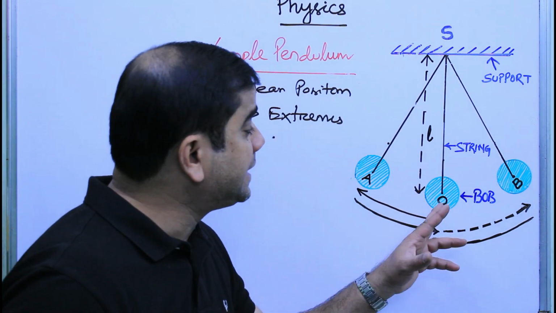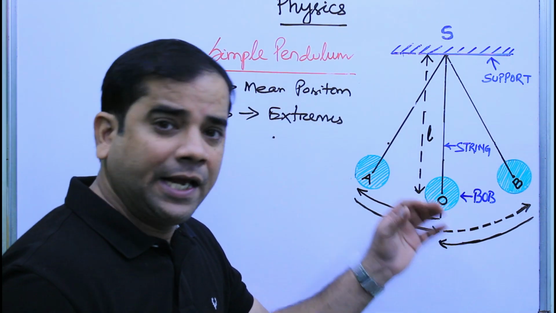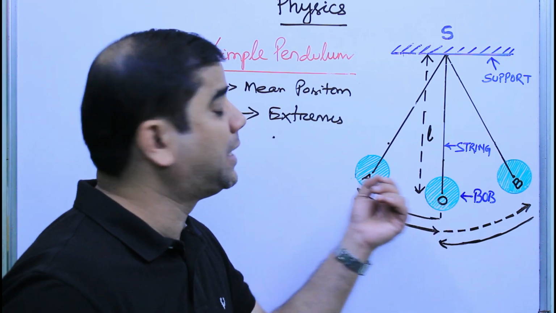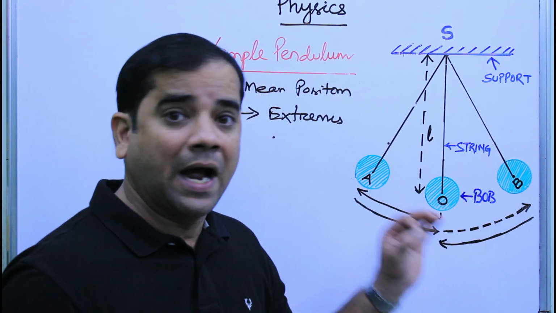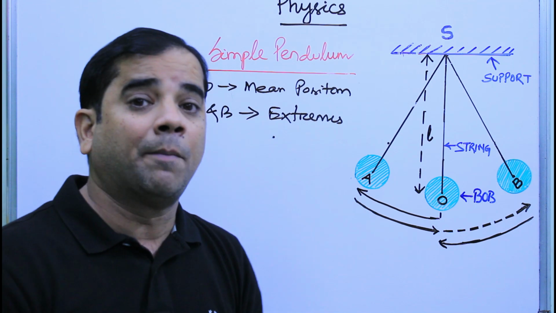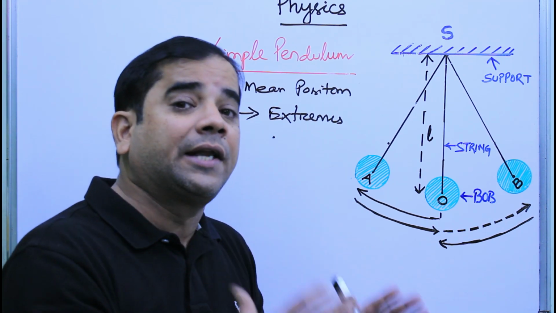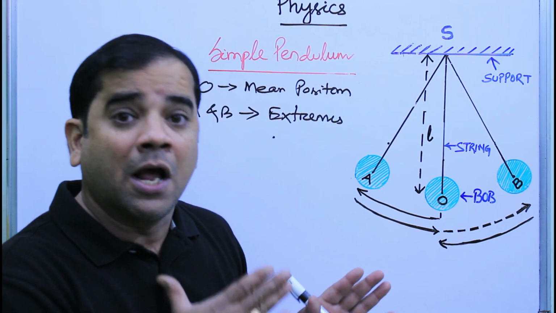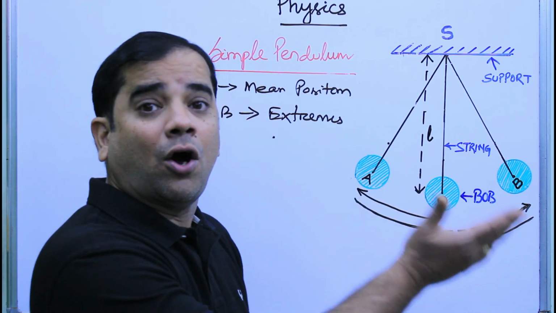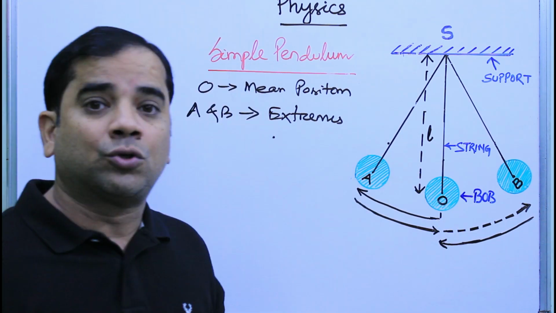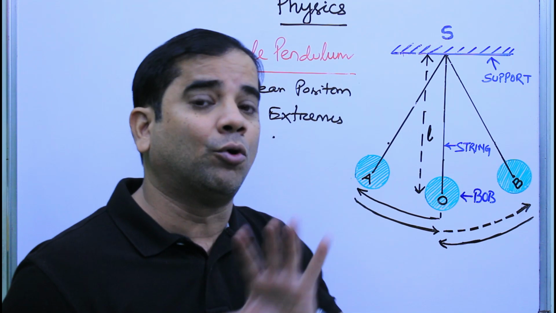The bob which is at the mean position initially, if we bring it to either of the extremes, let it be A or B, and leave it, what happens? The bob comes into an alternating motion and starts moving on either side of the mean position. So this is how the simple pendulum oscillates.